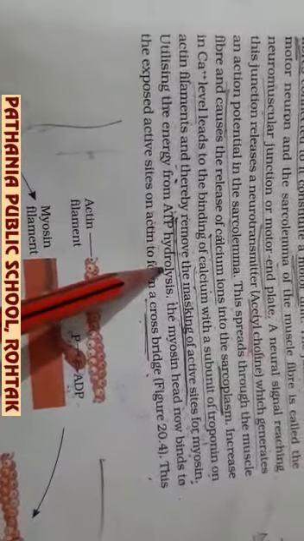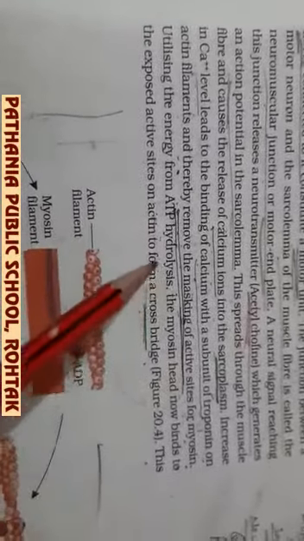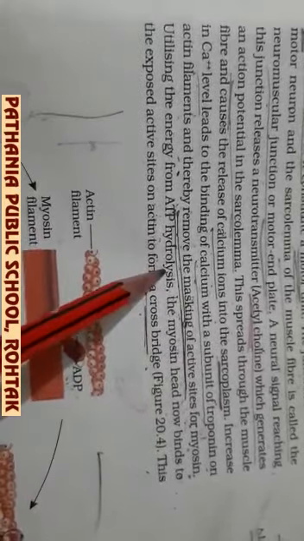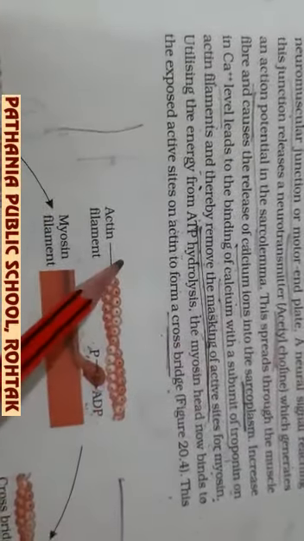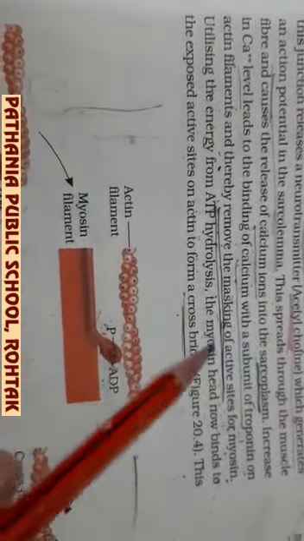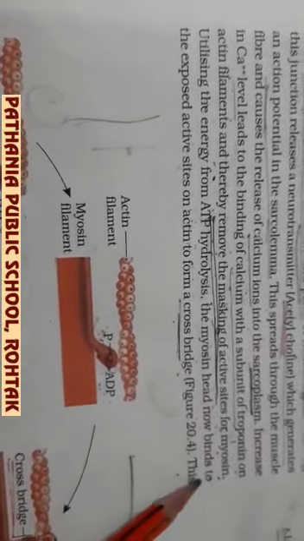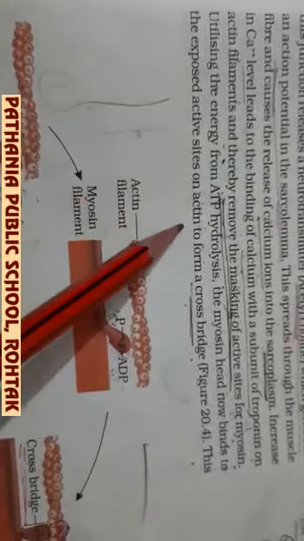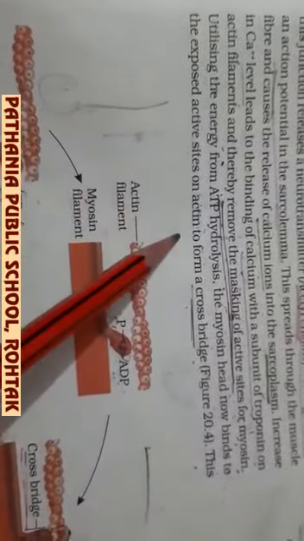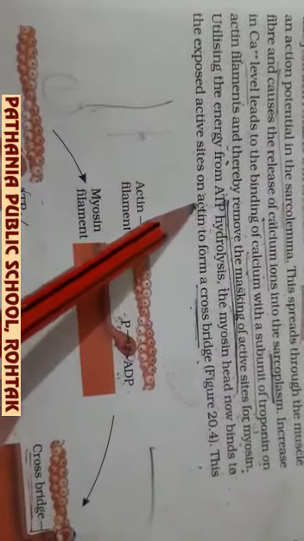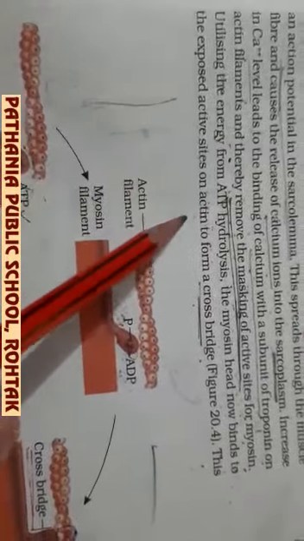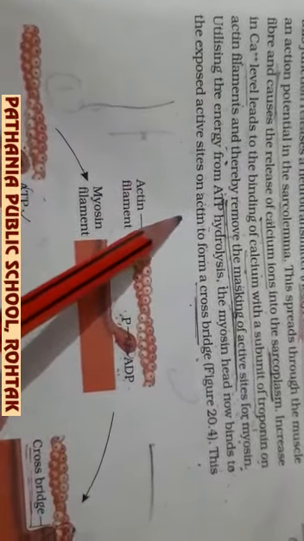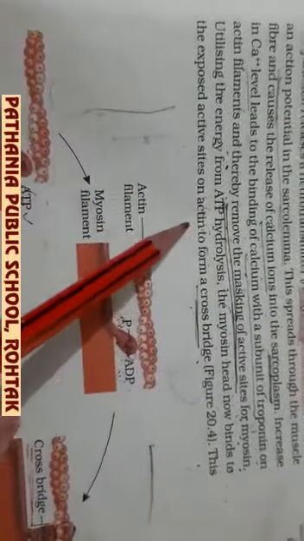Hydrolysis of ATP now takes place, which was already present in the head of the myosin filament. This ATP will break down into ADP and inorganic phosphate so that the energy will be released and the myosin head will bind with the active sites of the actin filament. What is the active site? It is where the troponin was present, but due to calcium the troponin has been removed and the active sites of the actin filament are now available to bind with the myosin filament.